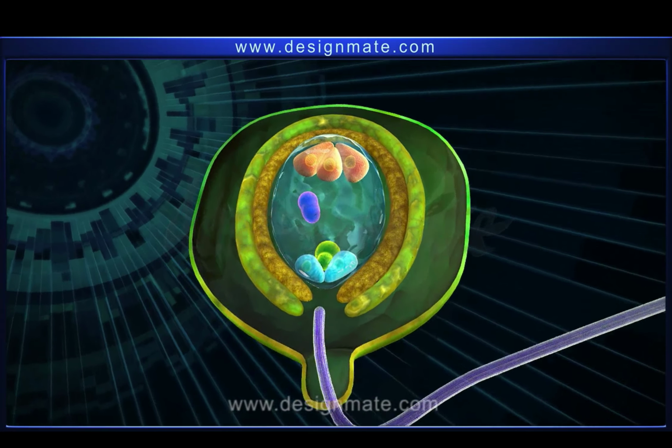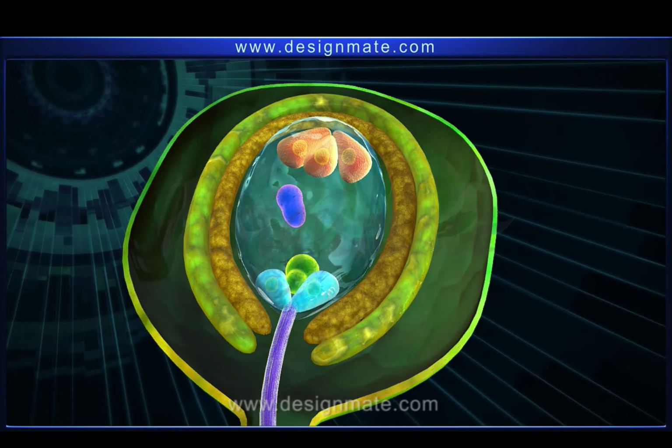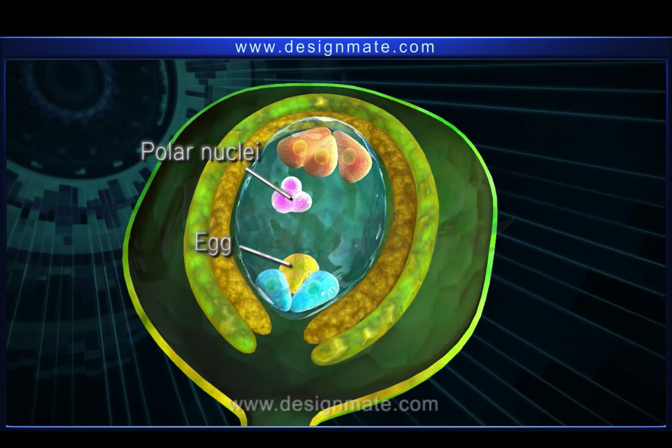The pollen tube enters the ovule. Once inside the ovule, the pollen tube releases the male gametes, where they fertilize the egg and the polar nuclei.